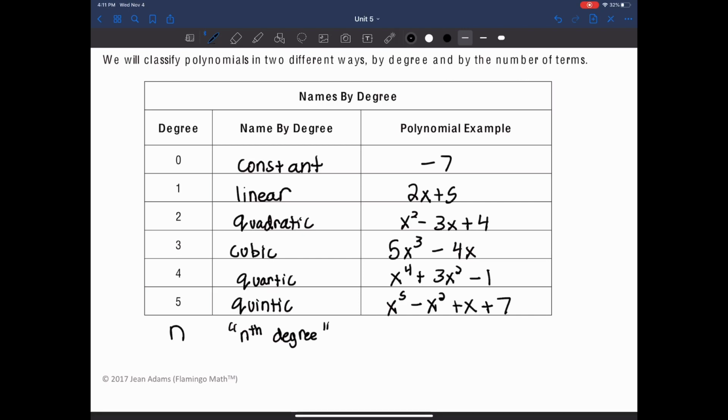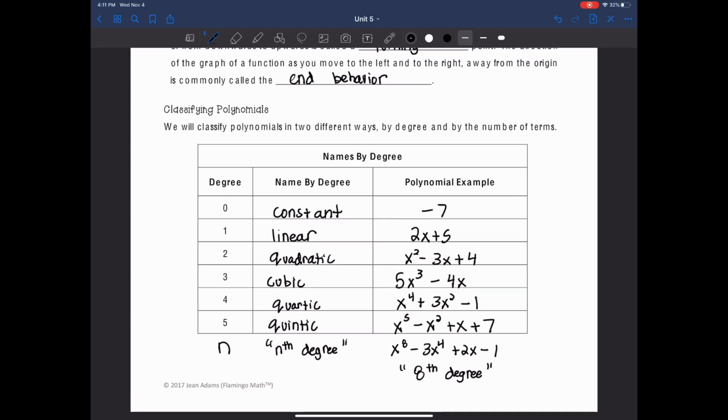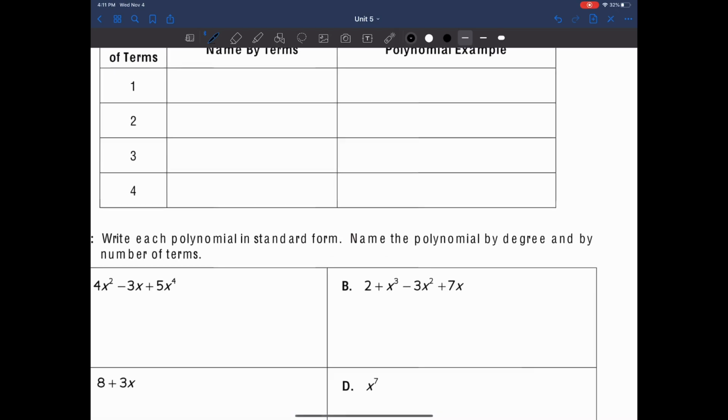So for example, if we had x to the 8th minus 3x to the 4th plus 2x minus 1, the degree here is 8. So we're just going to refer to this as an 8th degree. And that is how we classify polynomials by the degree. Okay, let's go ahead and move on to the next page. So next page, now we're going to classify polynomials by the number of terms.